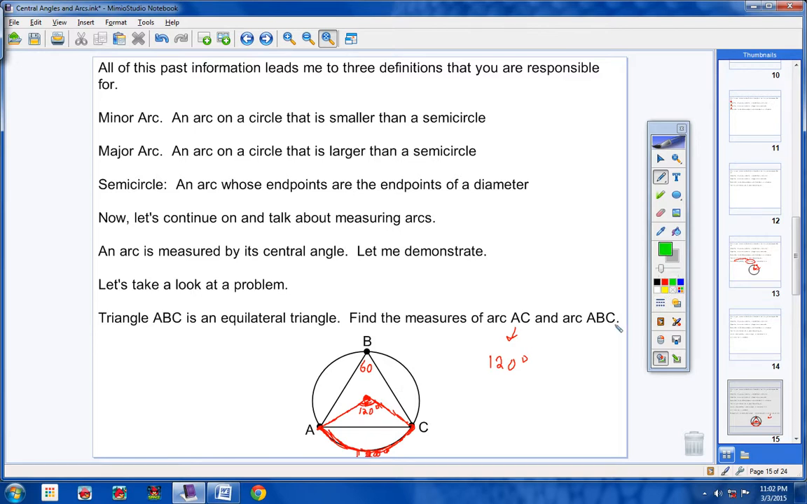Now, they want us to also name them or find the measure of arc ABC. So from here to here. Well guys, we know a complete circle is 360.